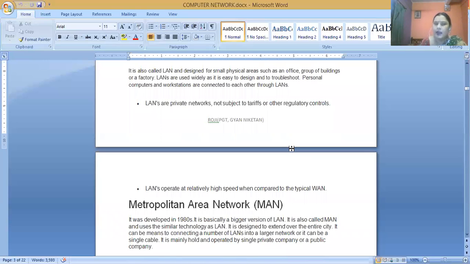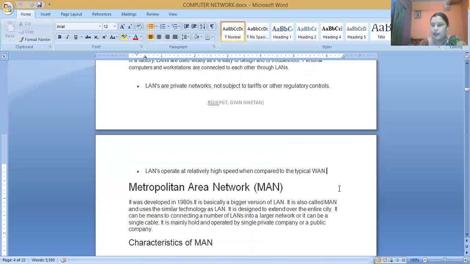LANs are private networks, that means not subject to traffic or other regulatory controls. LANs operate at relatively high speed when compared to the WAN. When we compare LAN, WAN, and MAN, the speed of LAN is maximum.